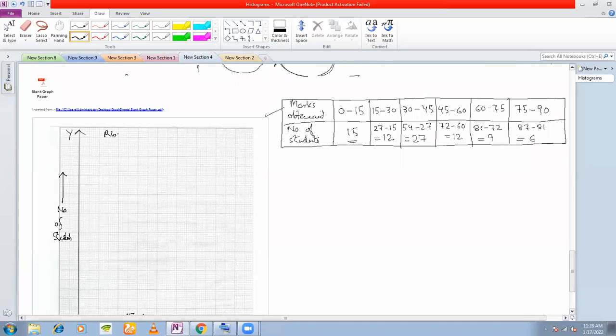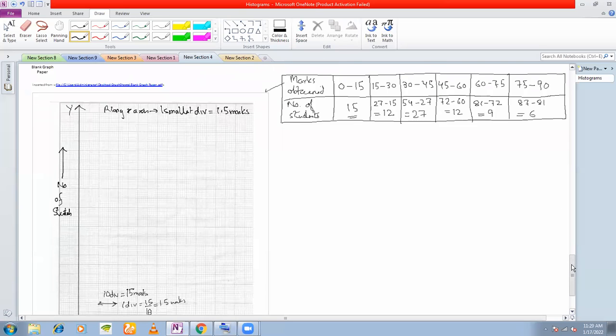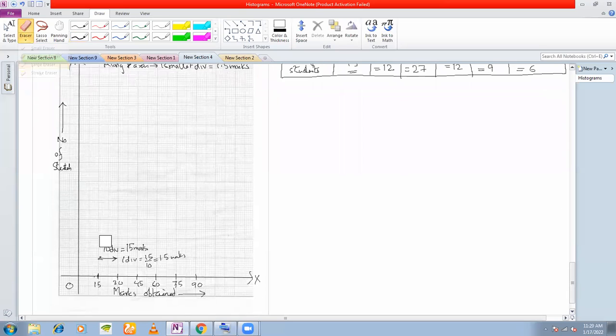Along X axis, one smallest division is equal to 1.5 marks. Okay. Now along Y axis, let's decide the scale along the Y axis.